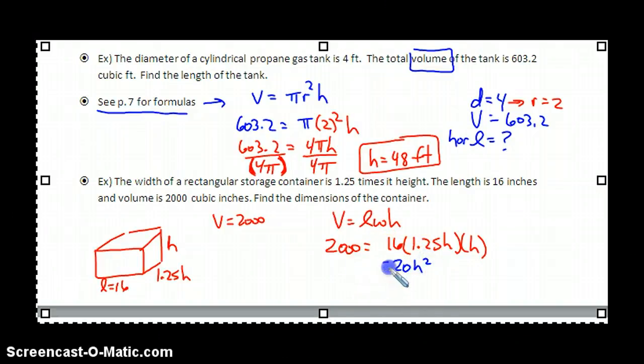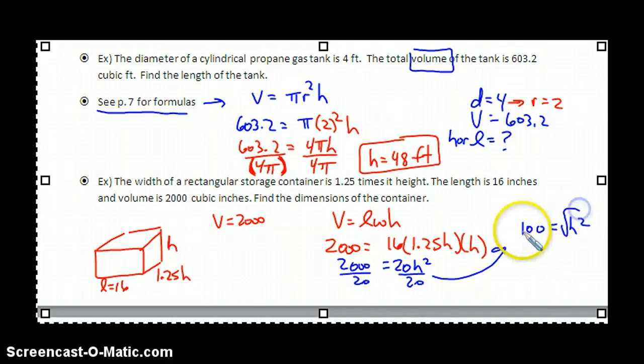I can get rid of the 20 by dividing by 20, and I'd end up with 100 equals h squared, and algebraically I'd have to get rid of the square by taking the square root. So I'd find that my height would be 10 inches here.